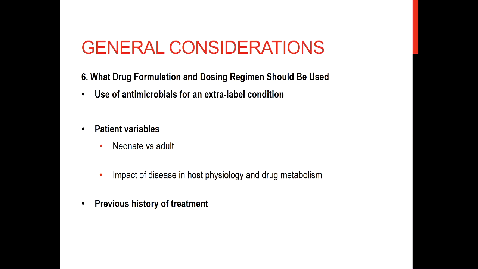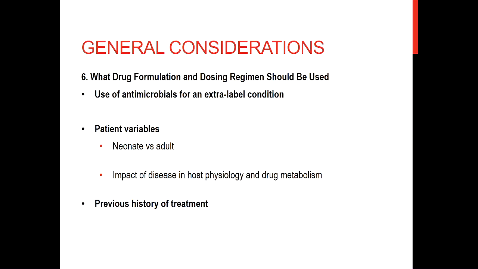Next, what drug formulation and dosing regimen should I use? Anytime I've got a labeled dosing regimen, that is very, very specific for a species, an organism, a disease condition. Anytime I deviate from that label, those assumptions might not be valid anymore. So I have to start thinking about patient variables. Am I looking at a neonate versus an adult? What impact is disease having on host physiology and drug metabolism?